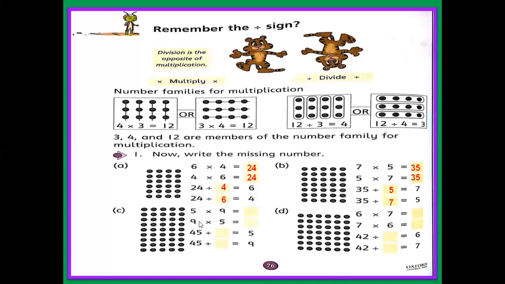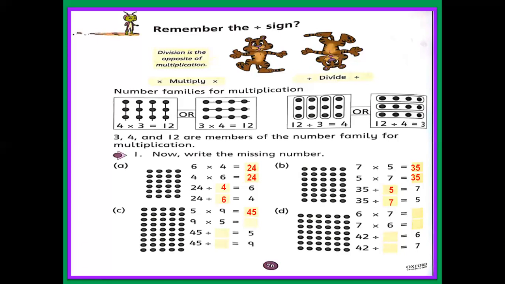C part. 5 nines are this one. You can also look at this one: 1, 2, 3, 4, 5 columns and 9 rows. Read the table of 9. 9 ones are 9. 9 twos are 18. 9 threes are 27. 9 fours are 36. 9 fives are 45. 9 fives are 45. Again, read the table of 5.